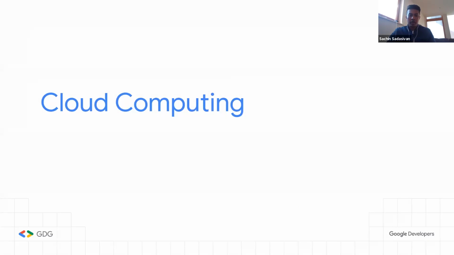So let's start with cloud computing. Like I mentioned, this is an overview of the basic principles of cloud computing. When we are talking about cloud computing, I'm sure you all know that there are three different types of cloud. One is public cloud, private cloud, and hybrid, which is a combination of public and private. So GCP is a public cloud offering.